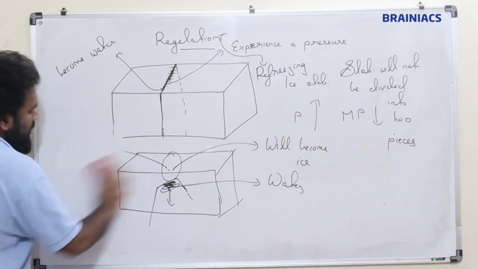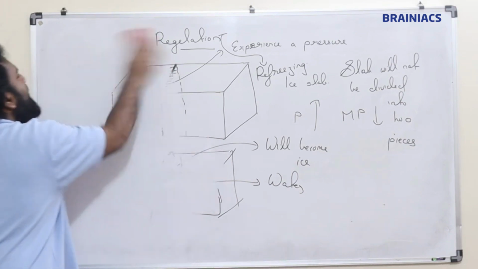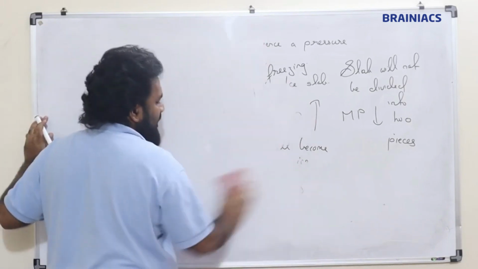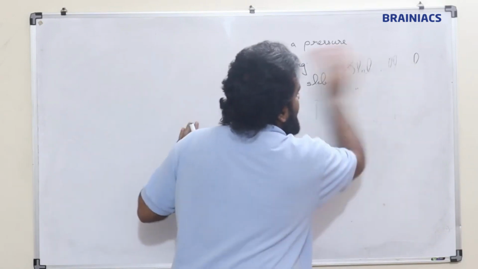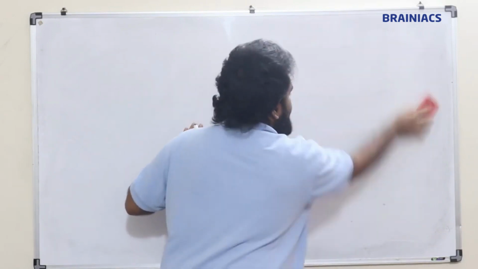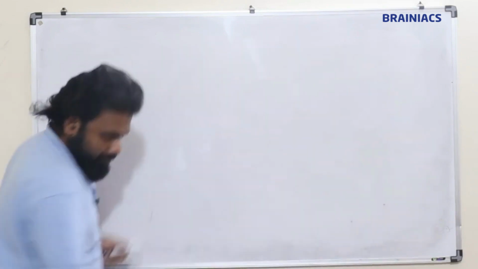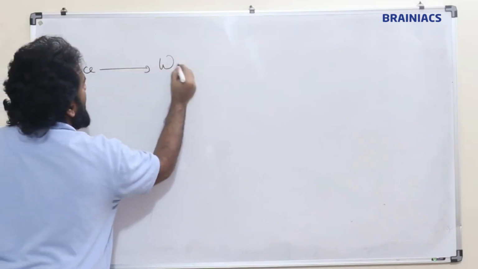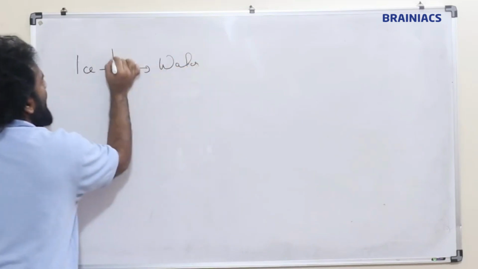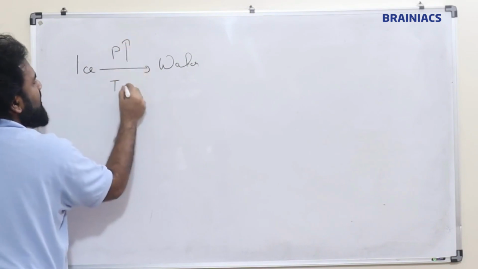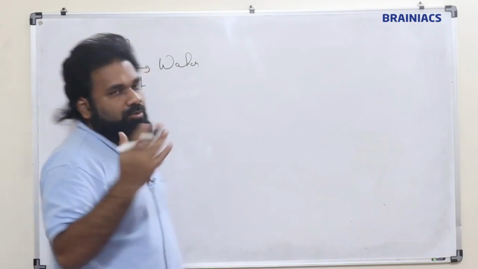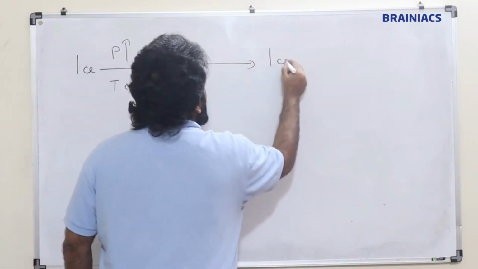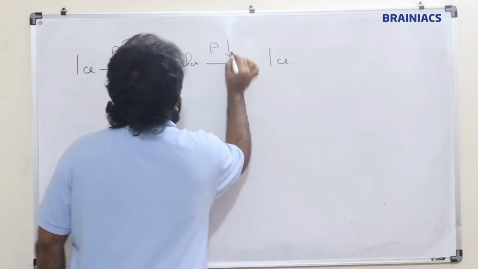Okay, so change of state will happen in this case when we change the pressure. Ice will become water. What happens here? Ice will convert into water when pressure increases. Temperature is constant here. We are not doing anything with the temperature. Then again what will happen? Water will become ice when pressure decreases.